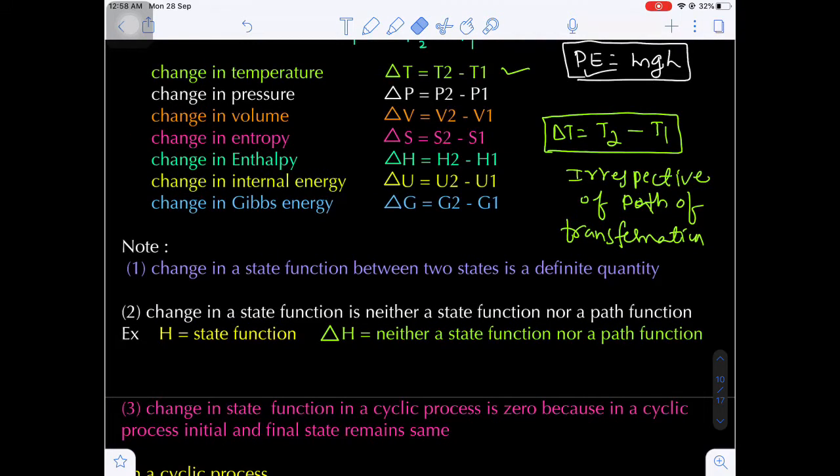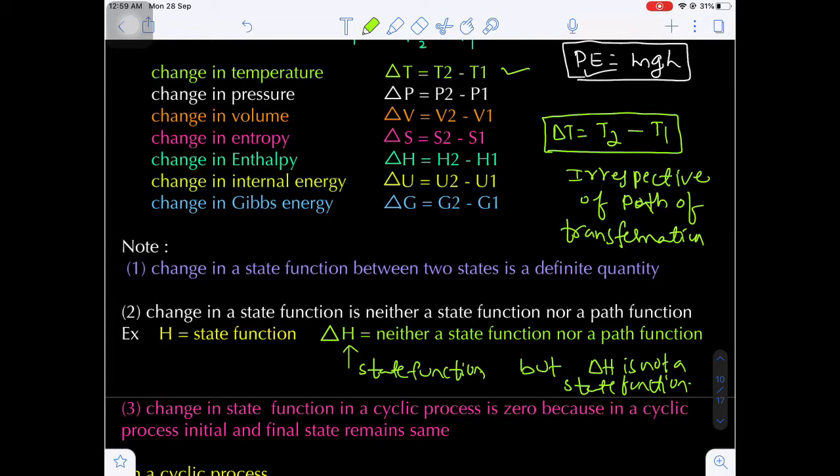And one more important thing, the change in the state function is neither a state function nor a path function. Let's suppose I am taking one best example, H. What is H? Enthalpy. Now what is the change in enthalpy? That will be delta H. Delta H is not a state function. Remember, H is a state function. Remember, enthalpy is a state function. But delta H is not a state function, and it is also not a path function. Are you getting my point?